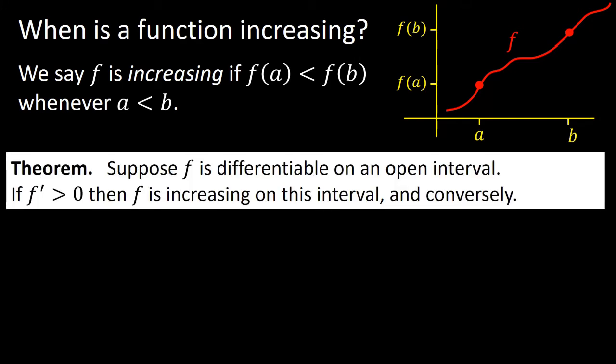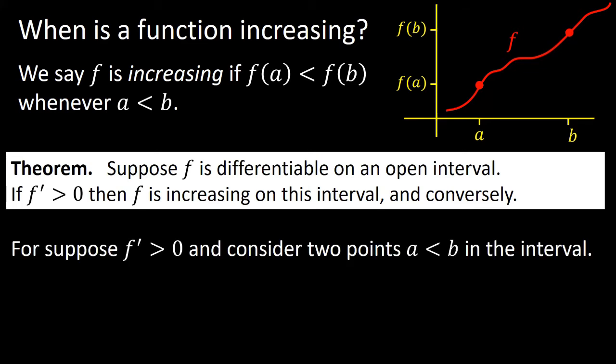So the theorem says that you can test at least for a differentiable function when it's increasing. If the derivative is positive, then the function is increasing, and conversely. To prove this, again, it's a very short proof. Suppose that the derivative is positive, and you look at 2 points, a less than b, in the interval.